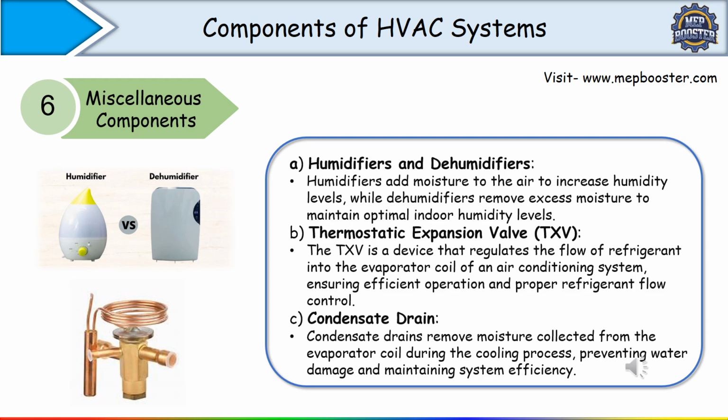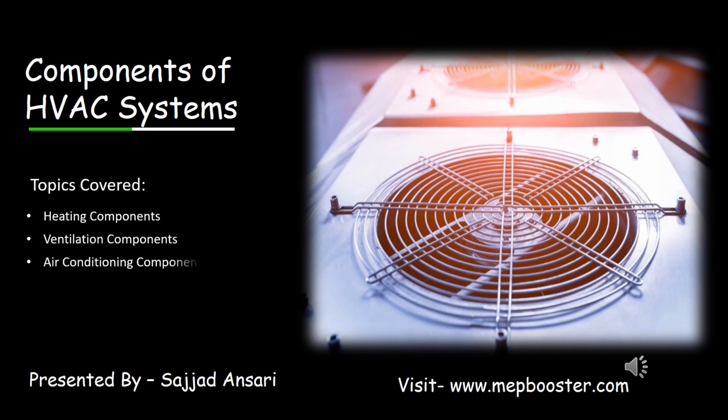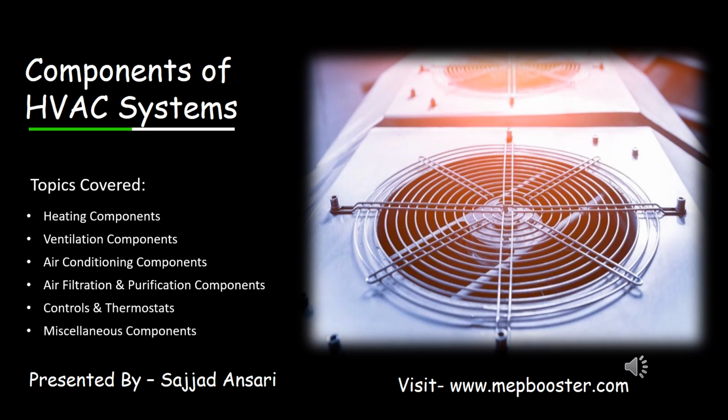Okay, so these are the main components of an HVAC system. Now the topics which we have covered here: first of all, we have learned in depth about the heating component, ventilation component, air conditioning component. Then we have learned about the air filtration and purification components, control and thermostat. After that, we have discussed the miscellaneous components of the HVAC system. So this is all about the components of an HVAC system.